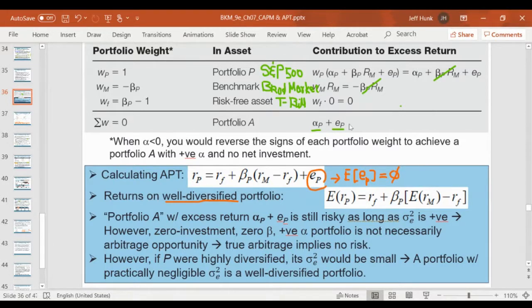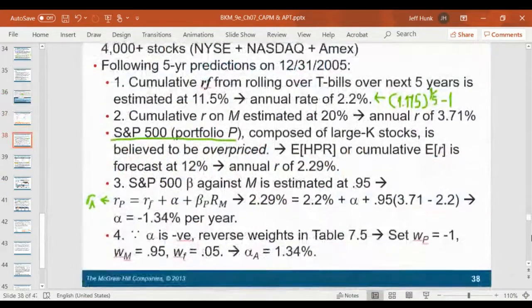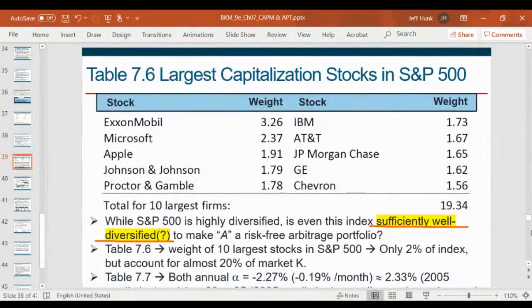So in other words, the problem is, if we have a significantly positive residual, then that's not true arbitrage. But if the S&P 500, our portfolio, were highly diversified, it will be negligible. So this well-diversified portfolio concept, I've been telling you, it's almost haunting. It keeps on haunting. And our question is then, is the S&P 500 sufficiently well-diversified?